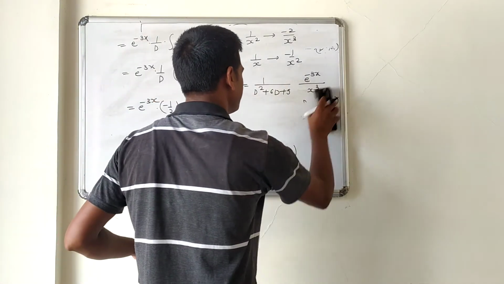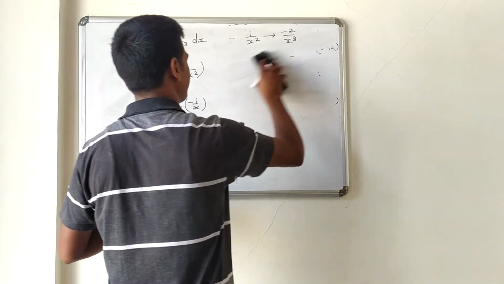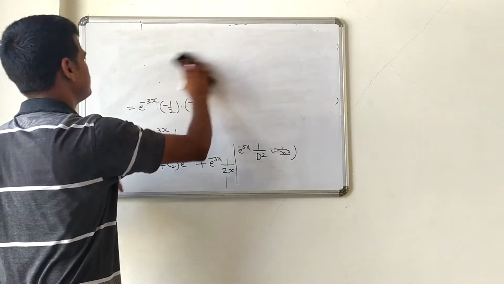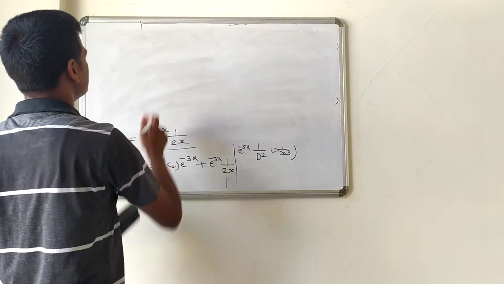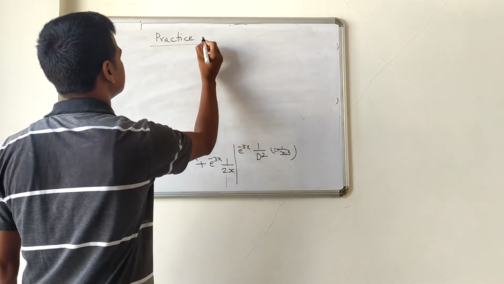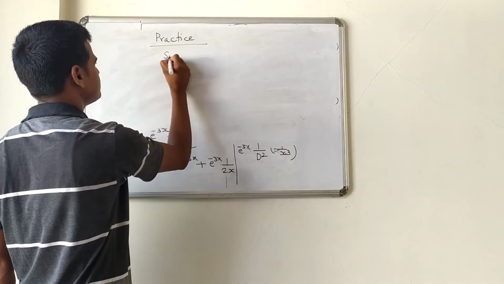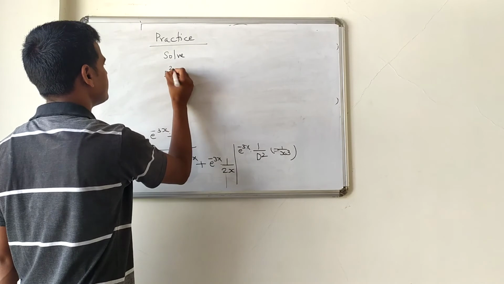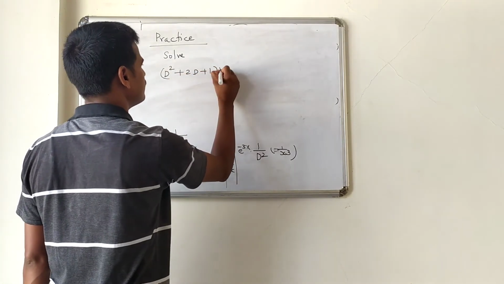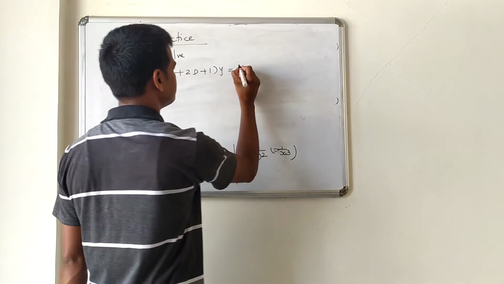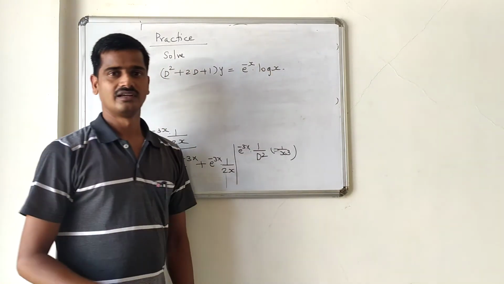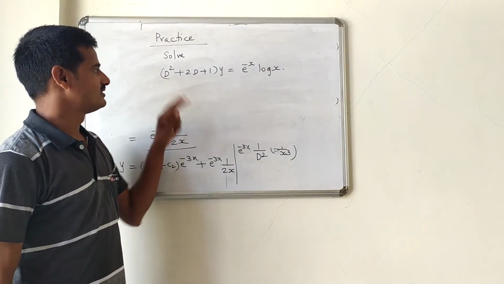Now I will give one example for practice. So you please try to solve this example. Now what is this example? Let us see. Solve this as a practice. So solve the differential equation (d square plus 2d plus 1) operated on y is equal to e to the power minus x into log of x. Okay, so in this example also I will just provide the hint.